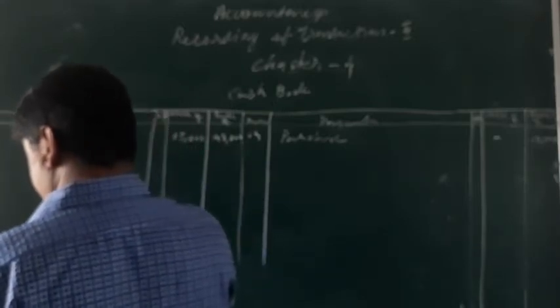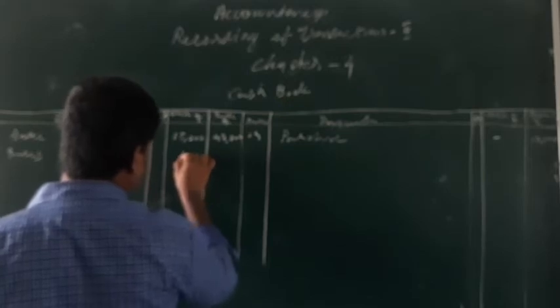Next, on 8th, sale of goods for cash. Sale means income for us. For cash means we received cash. So we write on 8th, sales, and through sales, bank or cash. Here it is clearly saying for cash. How much? 6,000. So here we write 6,000.